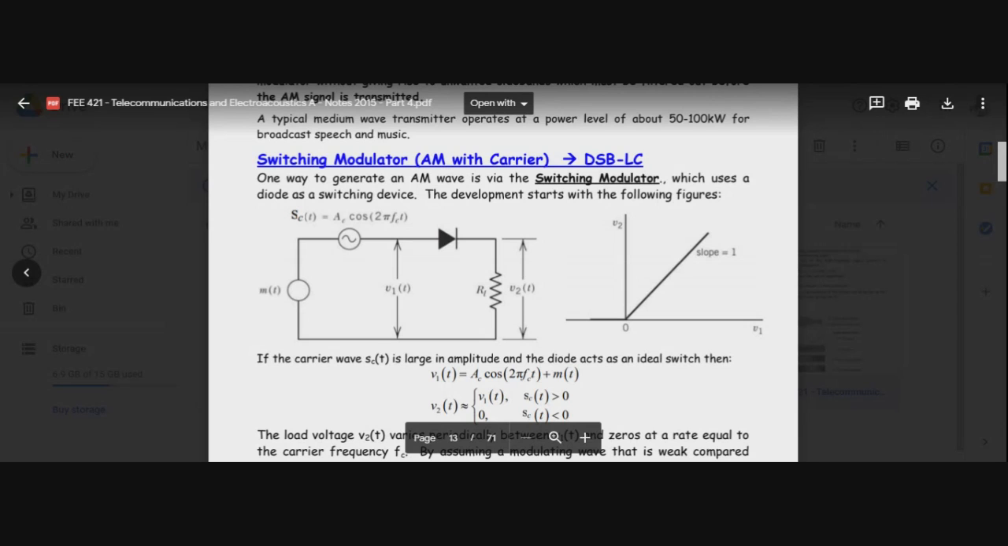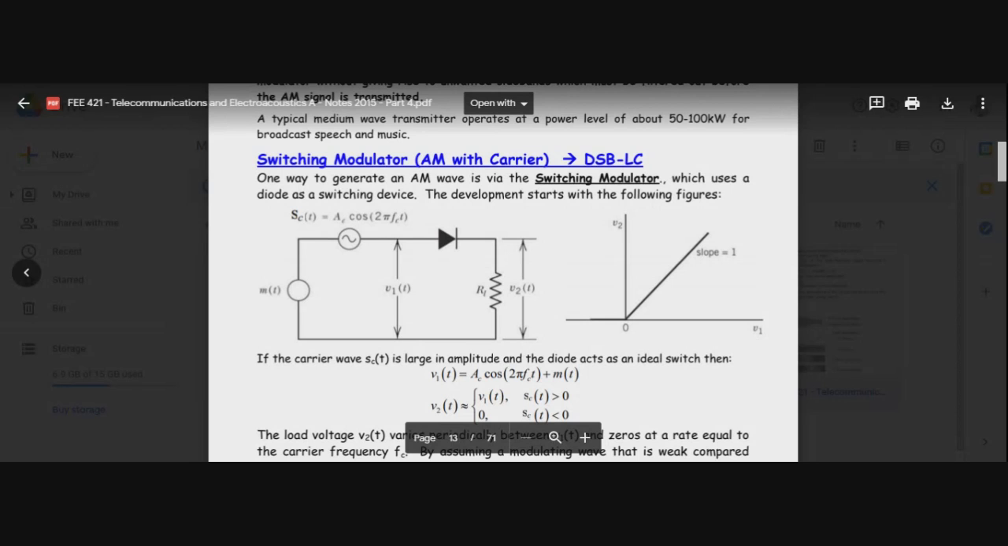We are going to do some analysis to show that we can get our AM signal from this by selecting properly. I think we'll have to put some low pass filter in the system. But let's see what you have at the input of the diode. V1 is a sum of the message signal m of t and the carrier.